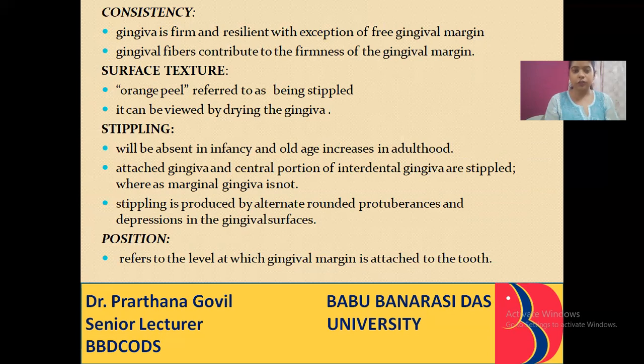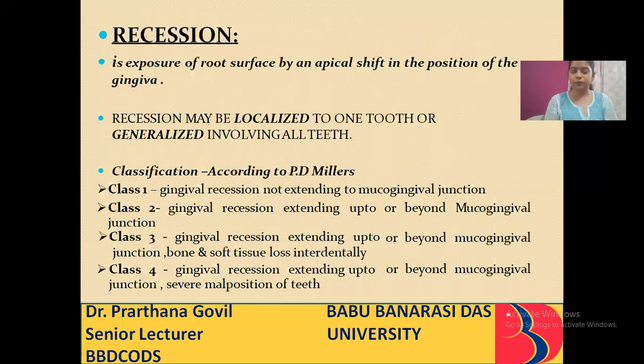Surface texture is generally orange peel in appearance. Stippling is generally absent in infancy and old age. Attached gingiva and the central portion of the interdental gingiva are stippled, whereas the marginal gingiva is not. Remember that. Stippling is produced by alternate rounded protuberances and depressions in the gingival surface. Check the position of the gingiva, which refers to the level at which the gingival margin is attached to the tooth. You need to check for recession of the gingiva.